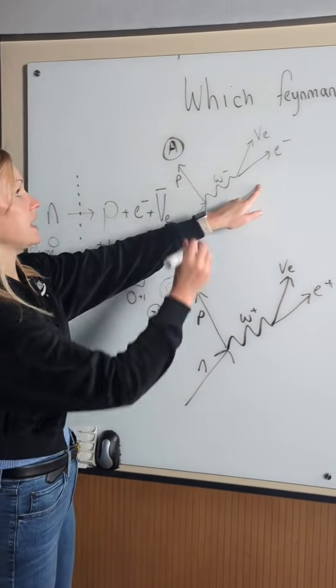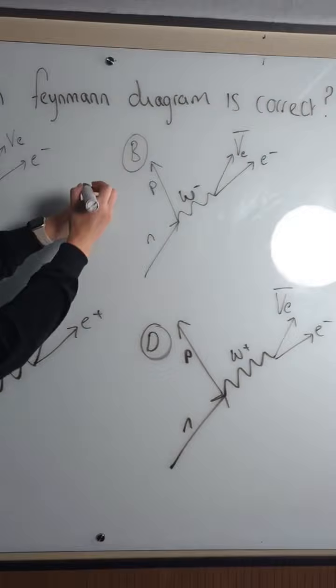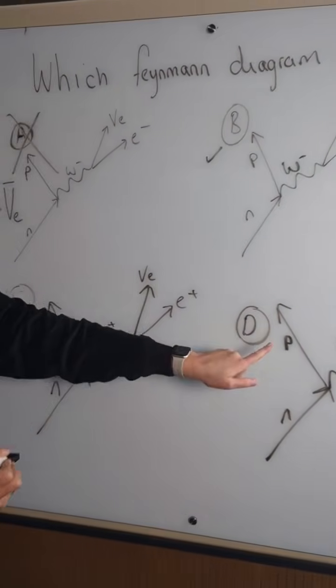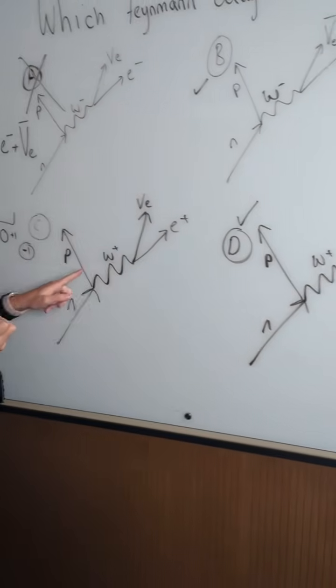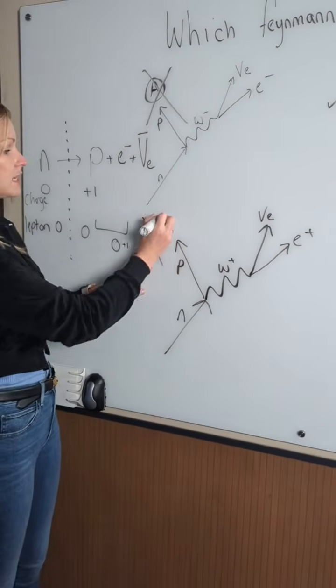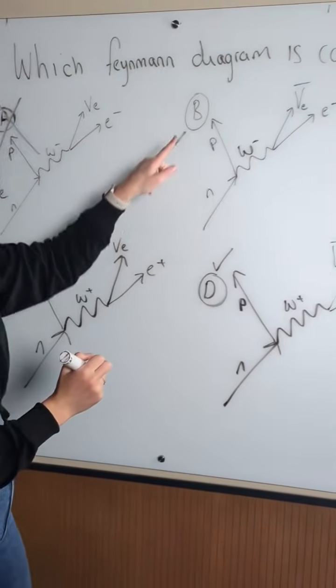So clearly it can't be A. Again, I look here. That looks good so far for B, so it might be B. I look here for D. Again, that looks pretty good, so it might be D. And I look here for C, and it can't be C because that's not an electron, that's a positron. So what I need to decide now is, is it B or D?